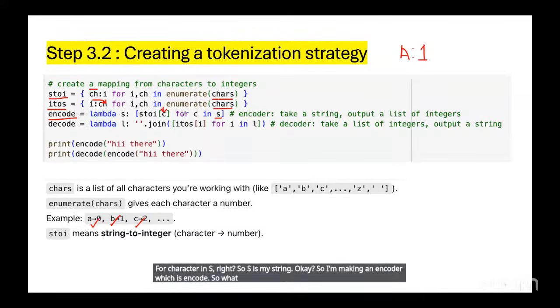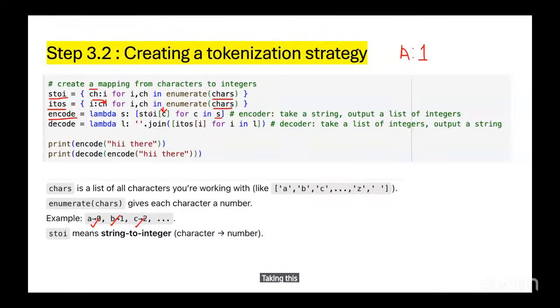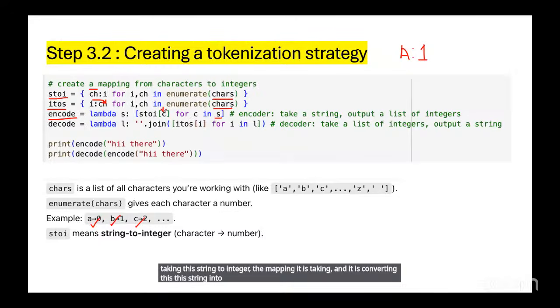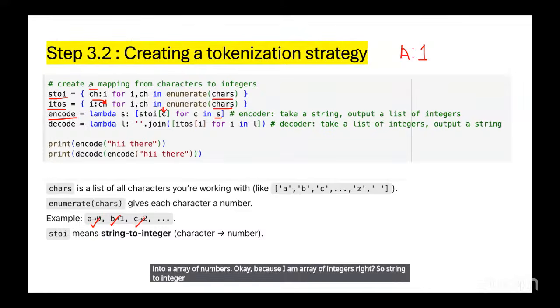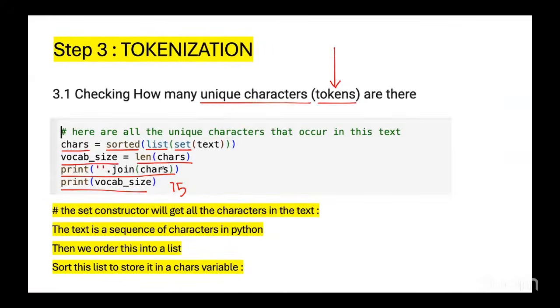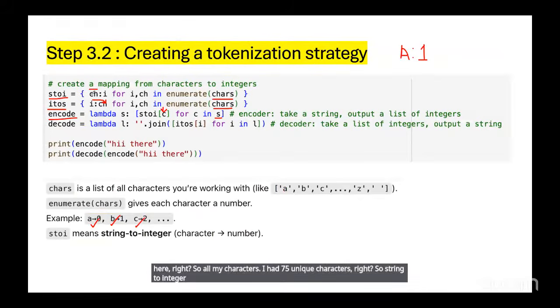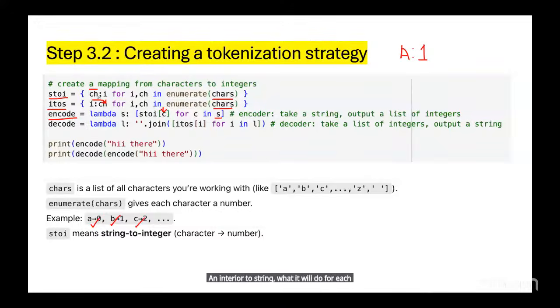What it is doing is, for each character in my string, it takes the string to integer mapping and converts this string into an array of numbers. Okay, because I want an array of integers, right? So string to integer will create a mapping for all my characters which I printed there. Here, I had 75 unique characters. So for each character, string to integer will assign one integer, and integer to string will, for each integer, convert it back to a character.